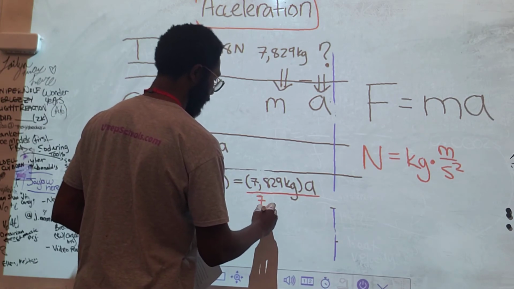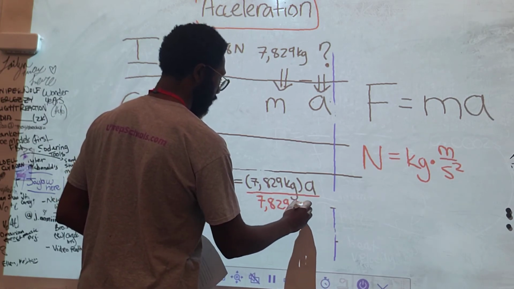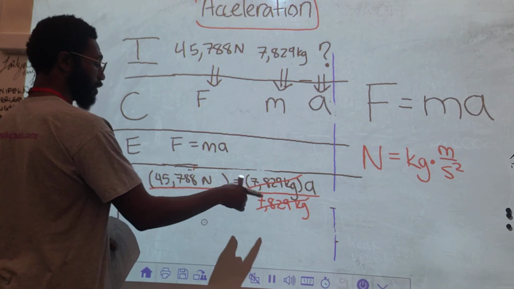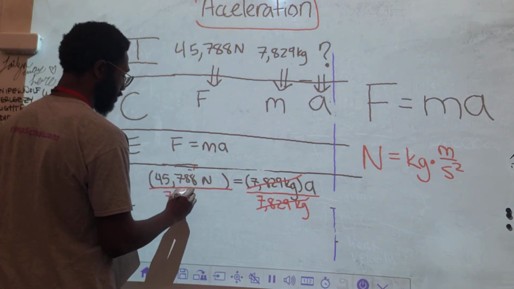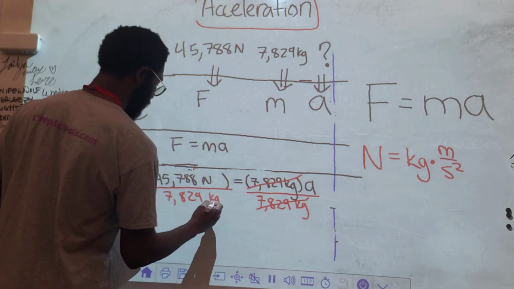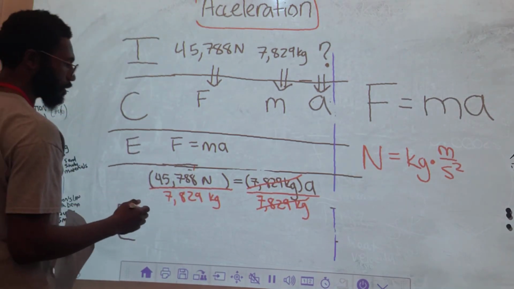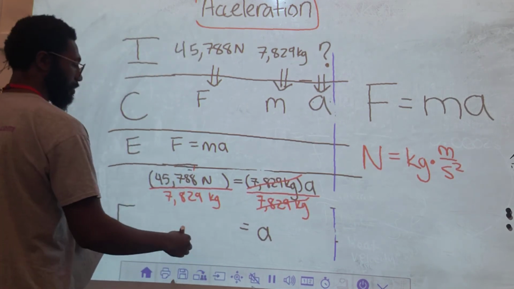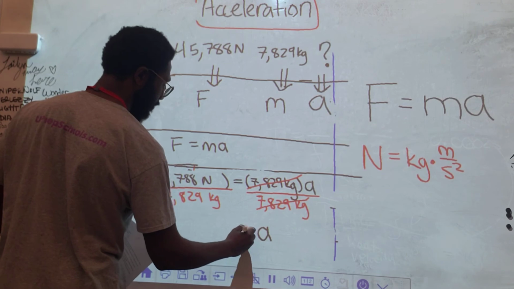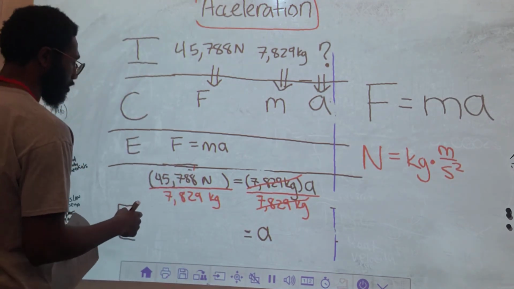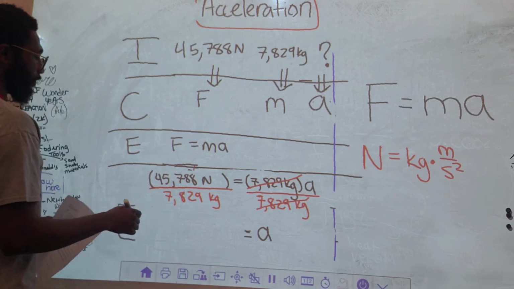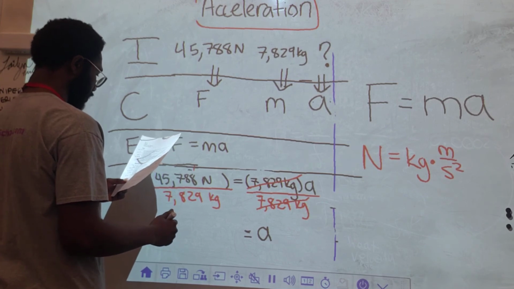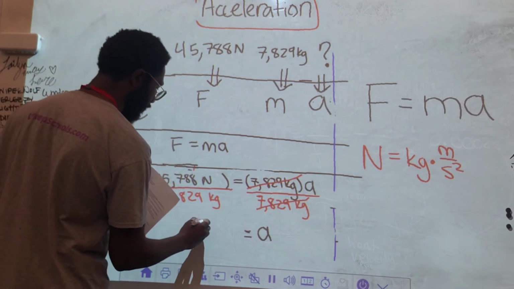So 7,829 kilograms, and divide. So these are going to cancel out. And whatever we do to one side, we have to do to the other side. 7,829 kilograms. All right. So because these two numbers canceled out, I know I have acceleration by itself on that side of the equation. And now I just have to solve this portion. So 45,788 divided by 7,829 is going to be 5.85.